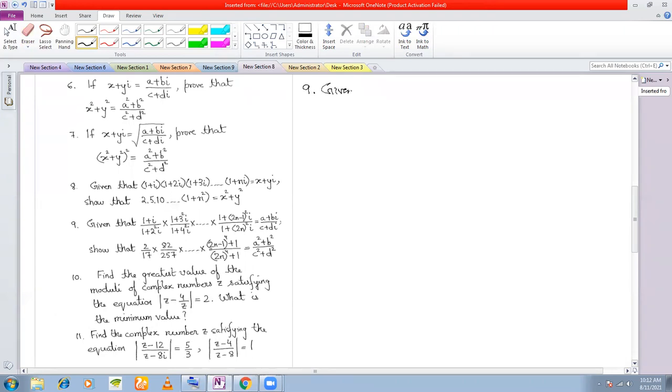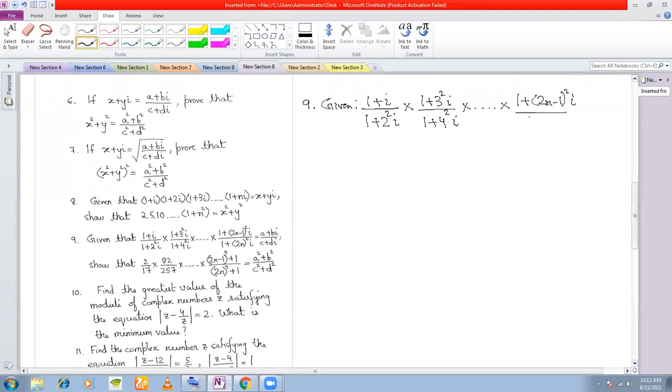Given here is (1 plus i) by (1 plus 2 square i) into (1 plus 3 square i) by (1 plus 4 square i) into and so on. This continues till (1 plus (2n minus 1) whole square i) divided by (1 plus 2n whole square i).